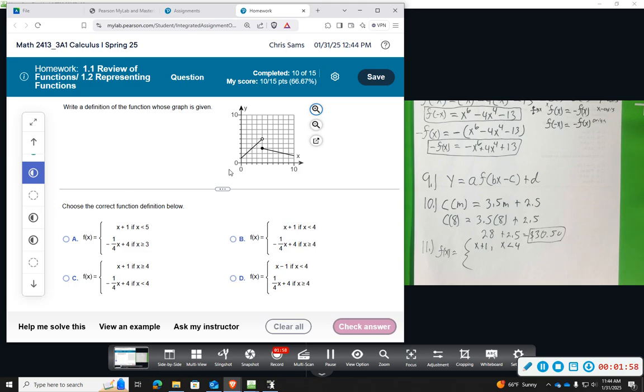I'm going to look at the answer choices and see if I can eliminate or identify the correct answer based on just the first part. This is x plus 1 when we're less than 5, so I'll rule that one out. x plus 1 when we're less than 4, that one looks good. We're going to keep B. x plus 1 says greater than or equal to 4, so that's the wrong domain. And this one says x minus 1 when we're less than 4. So based on only the first linear part of this function, we can see that B will be the correct answer.